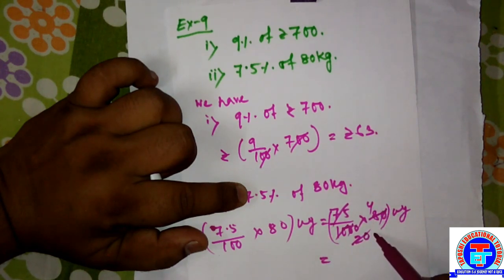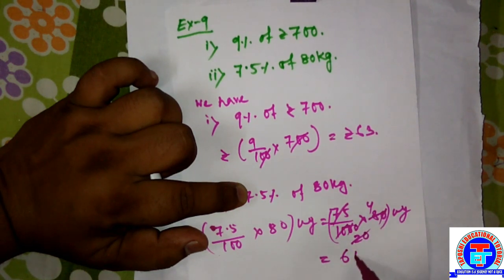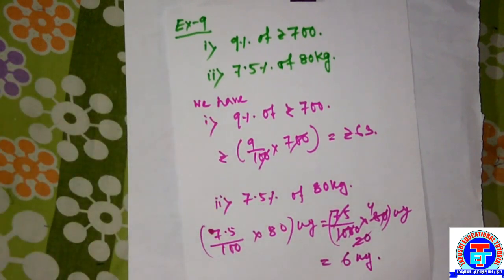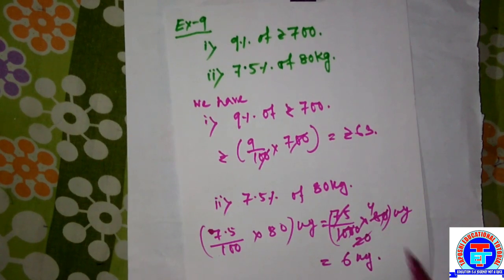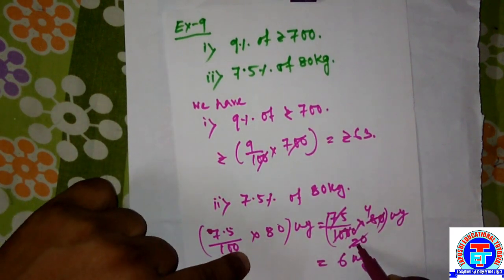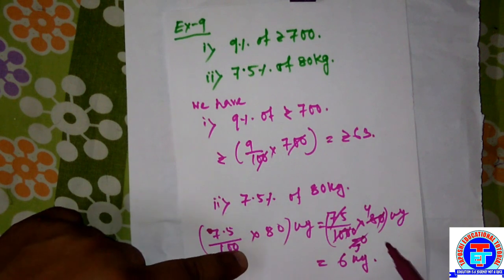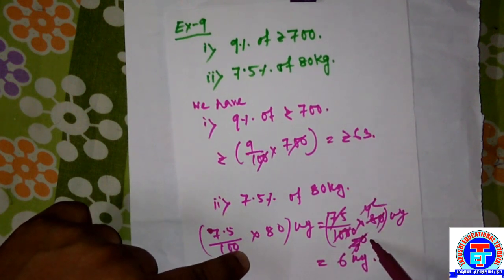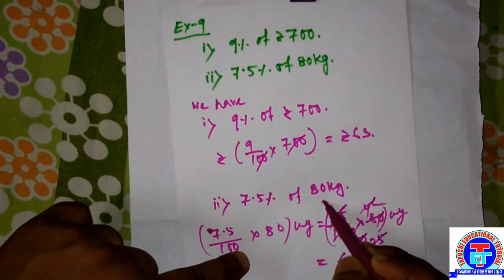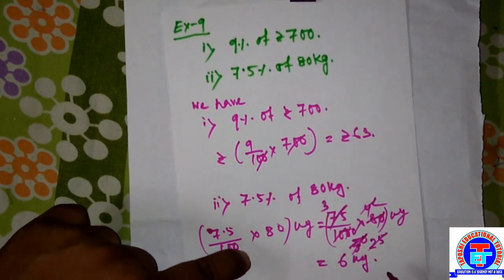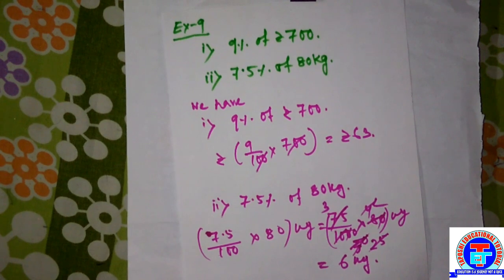Okay, now this will become 6 kg, right? This one comes 6 kg. Okay, this one 1000 and this one 80. Okay, now 0 cancel here. Okay, now this one 4 and this one 50, right? This one 50 and this one 2 and this one 25 and this one became 3. So 3 to the 6. So 6 kg is the answer regarding this problem. I hope you clearly understand.